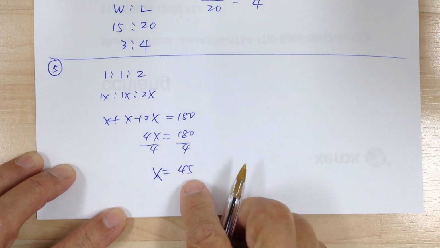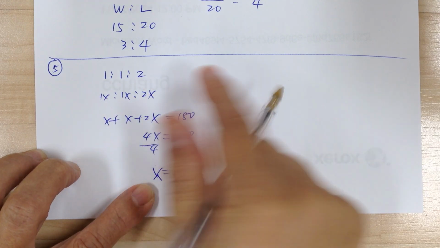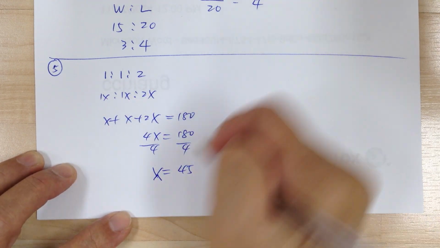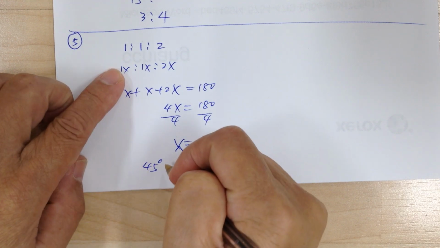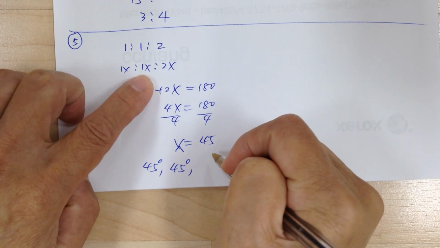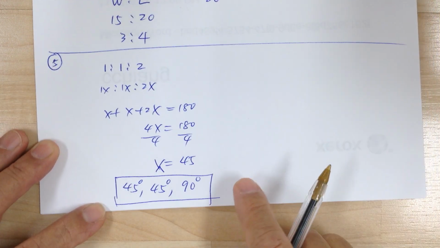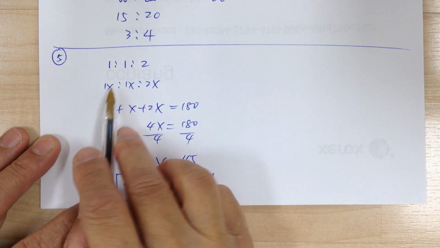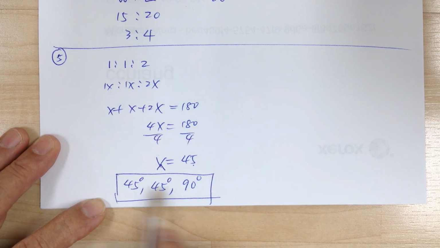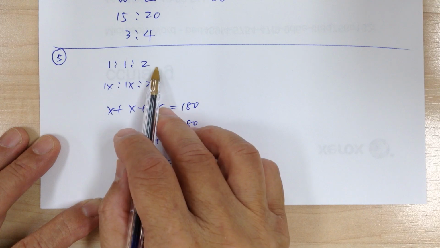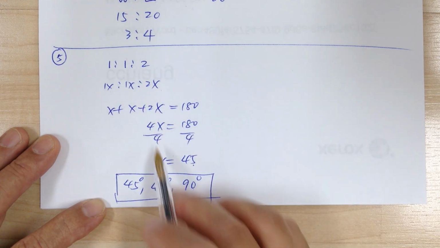Once you find x equals 45, you can go back and find the original numbers. The three angles would be 45 degrees for the x, 45 degrees for the other x, and 90 degrees for the 2x. This would be your three angles. Again, 45 is what you multiply by to get back to the original number. Whenever you have a ratio, you also put a multiplier to get back to your original value. Okay, let's go to number 6.